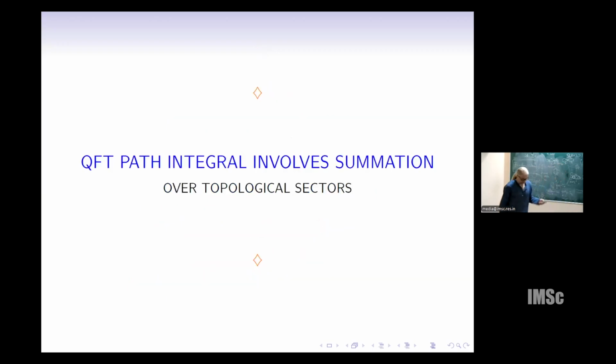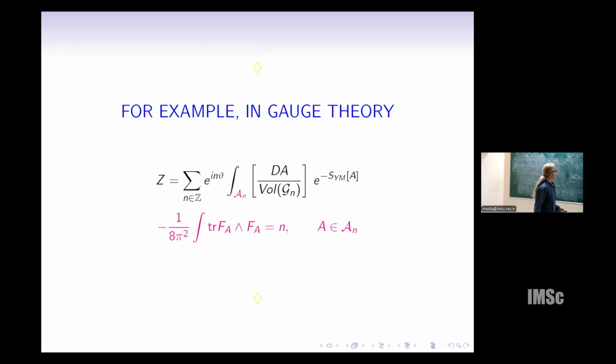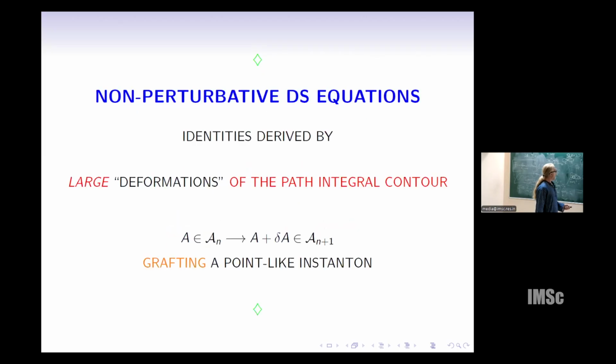Now, in interesting quantum field theories, the path integral is not just an integral. It also involves a summation over topological sectors, like instanton sectors. And so, for example, in gauge theory, we sum over the instanton charges.